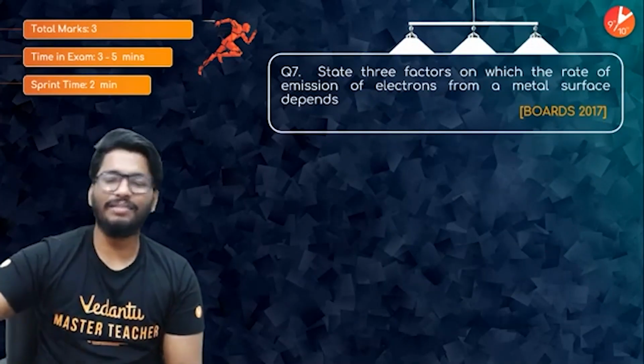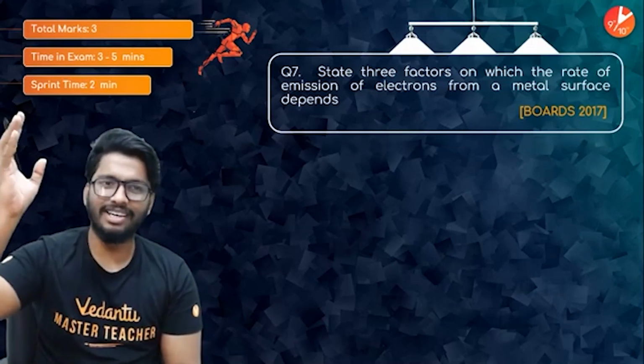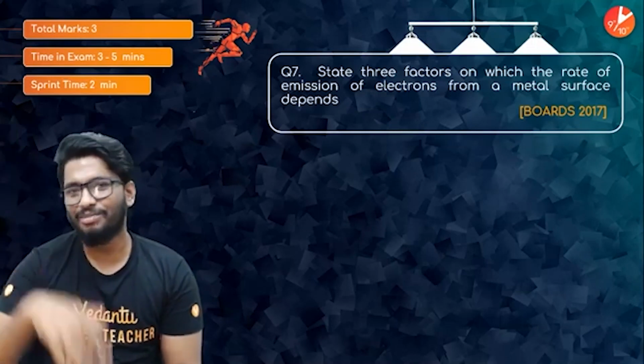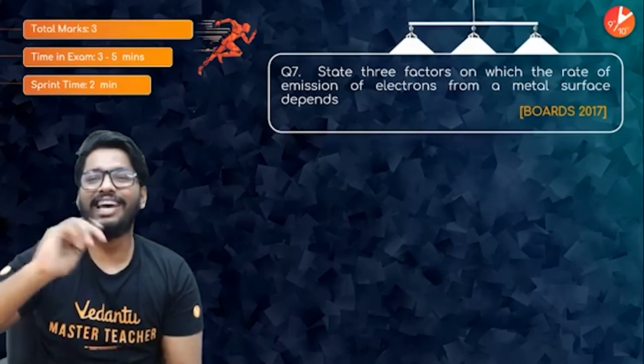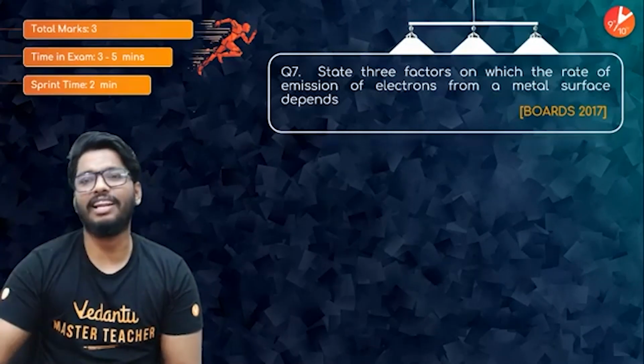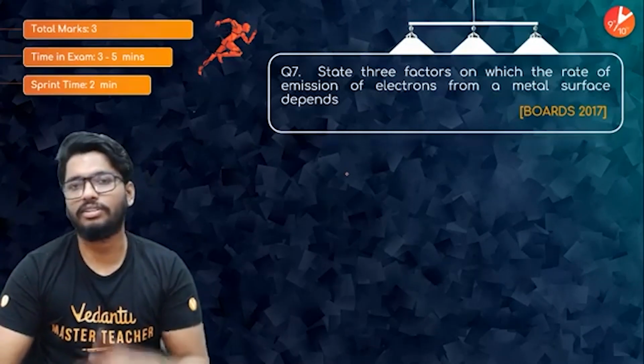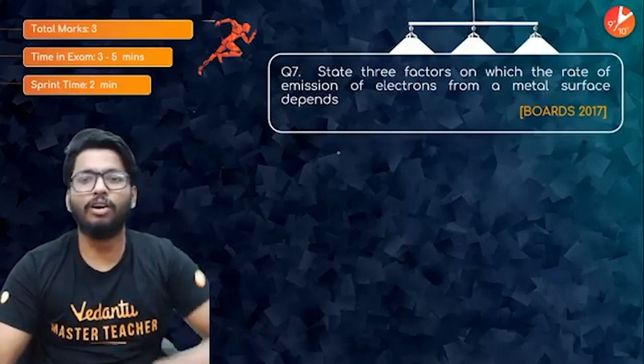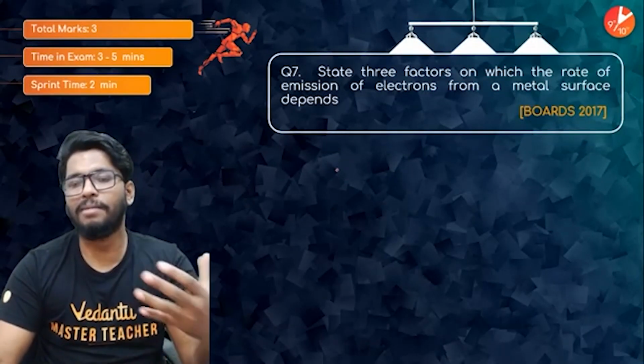Next is another 2017 question, 3 marks, 3 to 5 minutes in your exams, 2 minutes in your sprint text. Let's try to do it. State 3 factors on which the rate of emission of an electron from a metal surface depends.